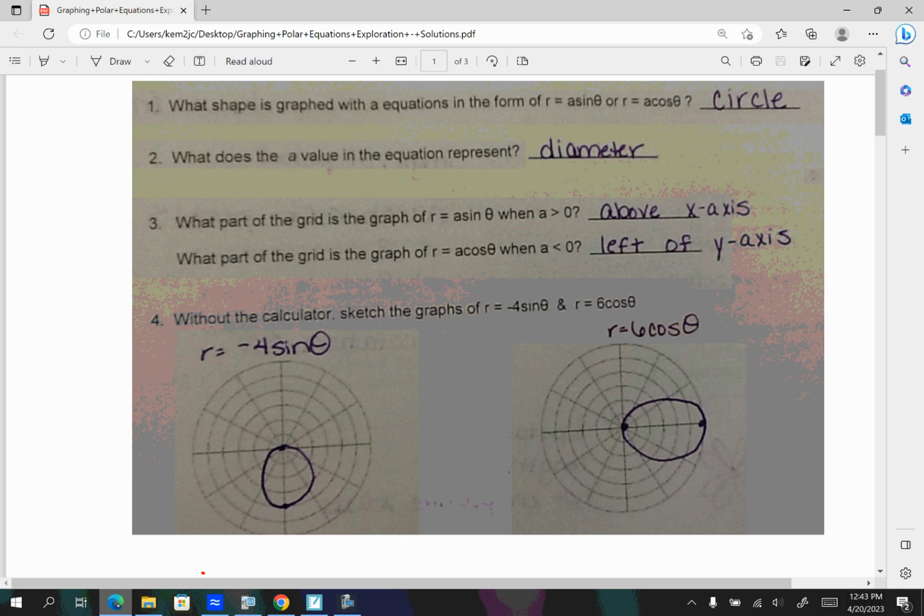Okay, for the second one, it's a cosine. So I know it's going to be either left or right. Cosine is my x. It's positive, so it's on the right. It's a number 6, so my diameter is 6. Okay. Any questions on that?